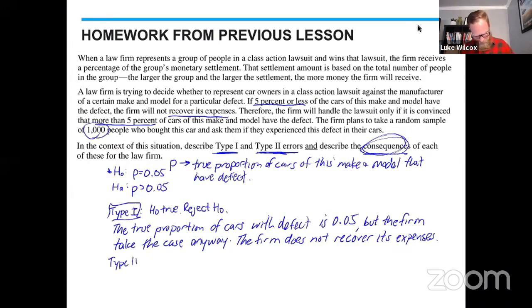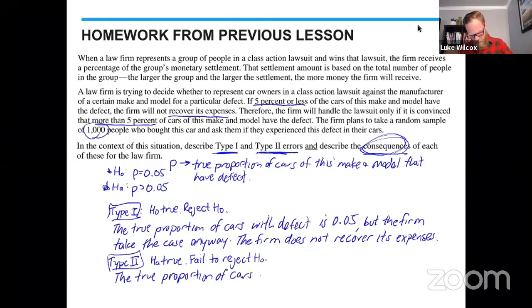Let's now talk about a type 2 error. The definition for a type 2 error is that now the alternative is actually true. And the mistake now is to fail to reject the null hypothesis. So let's go ahead and put that in the context of the problem. Now we need the alternative hypothesis to be true. In other words, the true proportion of cars with the defect is now greater than 5%, greater than 0.05. But the firm makes a mistake and they go with the null hypothesis, which says that it's only 5%, in which situation they would not take the case. So the mistake or the error that the firm would make here is, we're going to say, the firm doesn't take the case. And they really should have.